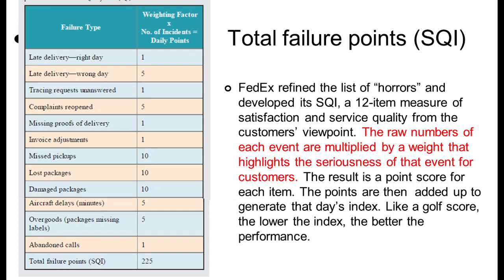Each event, the raw numbers for how many times it's happening, is multiplied by a weight. The weight is based on the seriousness of that event for the customer. So it's a customer-driven weighing factor, a very effective way of measuring, looking at the customers' view of the seriousness of the problem. The weighing factor is multiplied by the number of incidents, you get the daily points, and then you total it up, you get a total score. So the lower the score, the better your service.